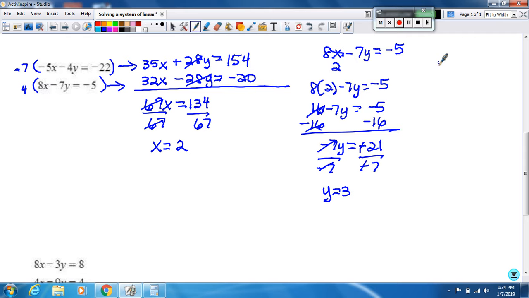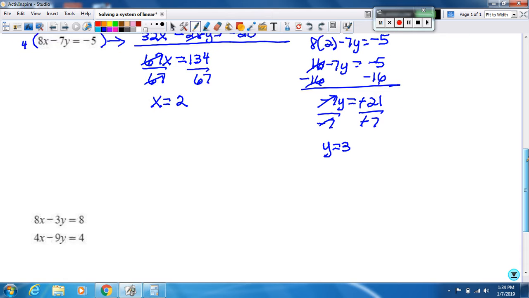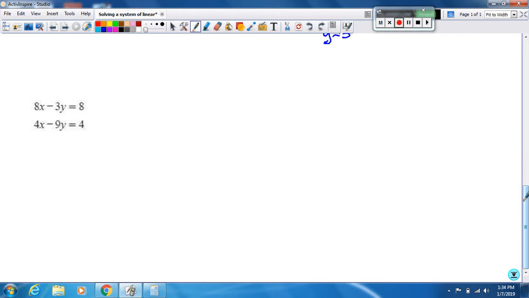If you want to put that as an ordered pair, x and then y, because it's alphabetical order, so 2, 3 is the point where those two lines would meet if you were going to graph them. Okay, the next one.